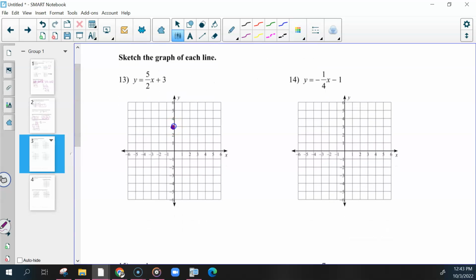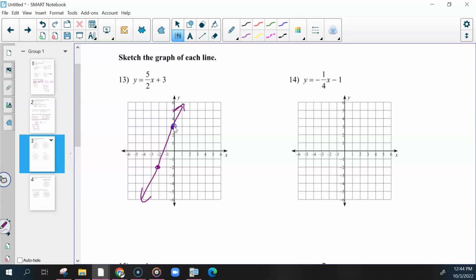So you should have a point at your y-intercept and then as many points as possible with your slope. So for this one, you couldn't go up 5, down 5, and to the left 2, and then draw a line through those points, draw arrows.